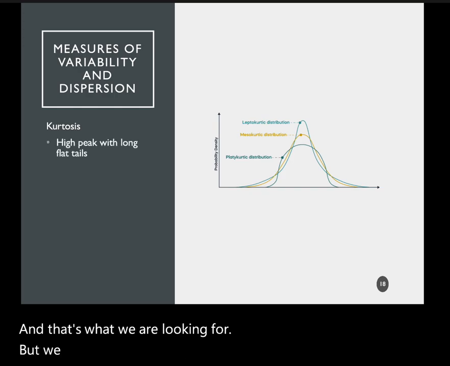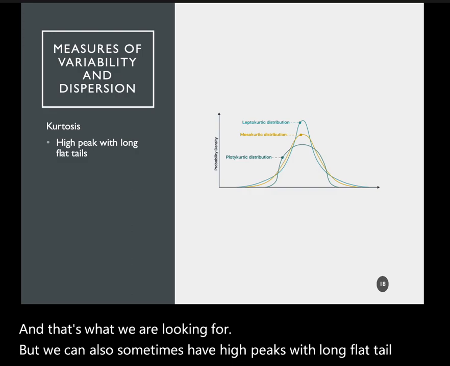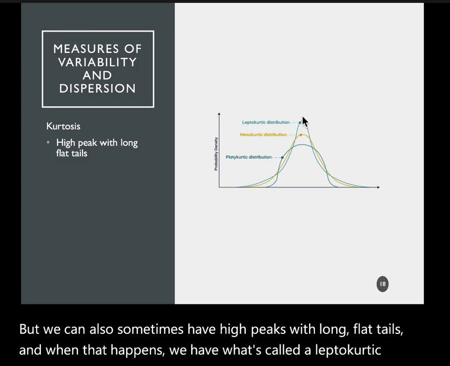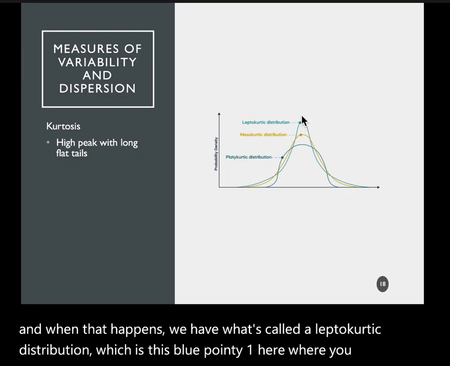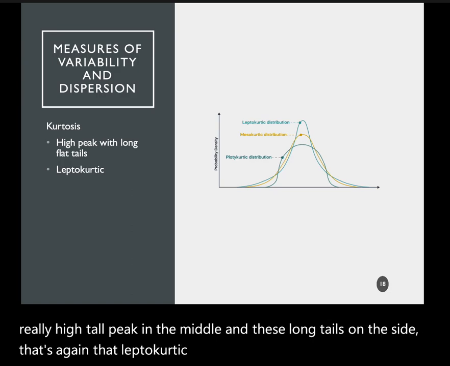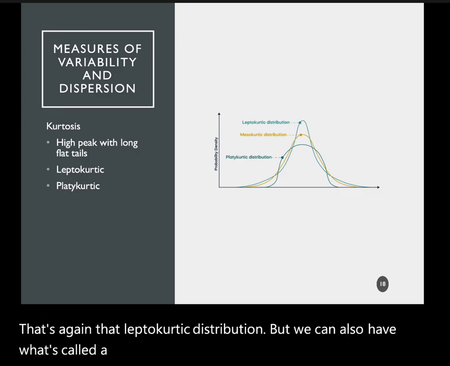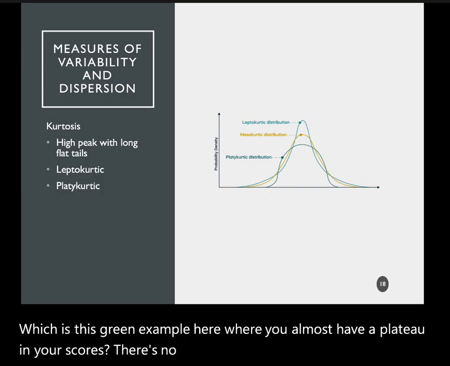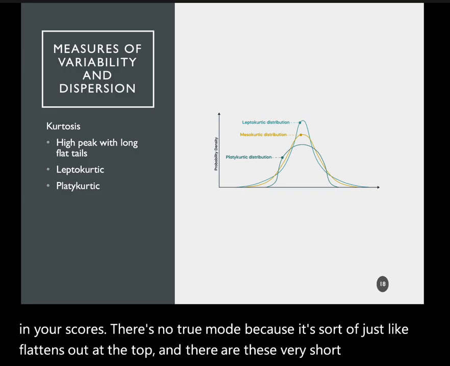But we can also sometimes have high peaks with long, flat tails. And when that happens, we have what's called a leptokurtic distribution, which is this blue pointy one here, where you have a really high, tall peak in the middle and these long tails on the side. But we can also have what's called a platykurtic distribution, which is this green example here, where you almost have a plateau in your scores. There's no true mode because it just flattens out at the top, and there are these very short tails on the side.